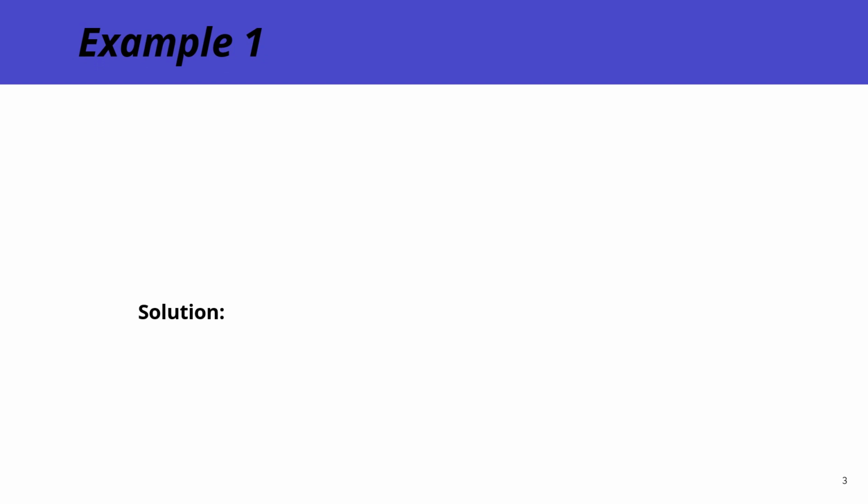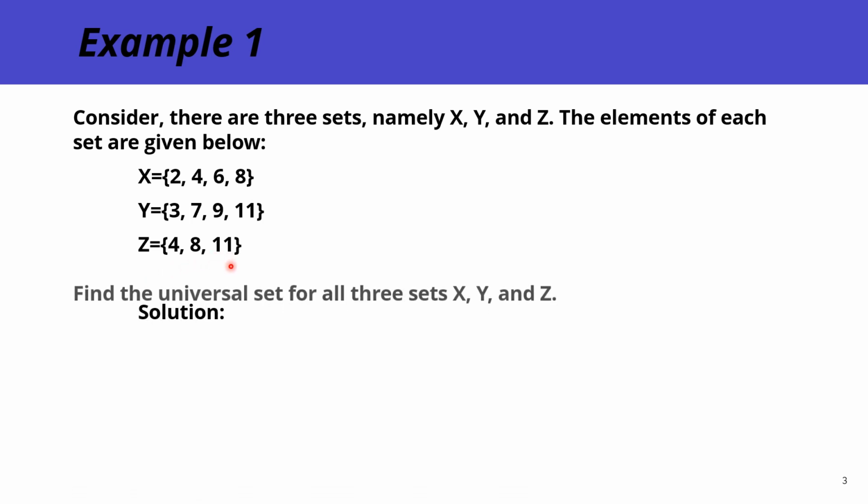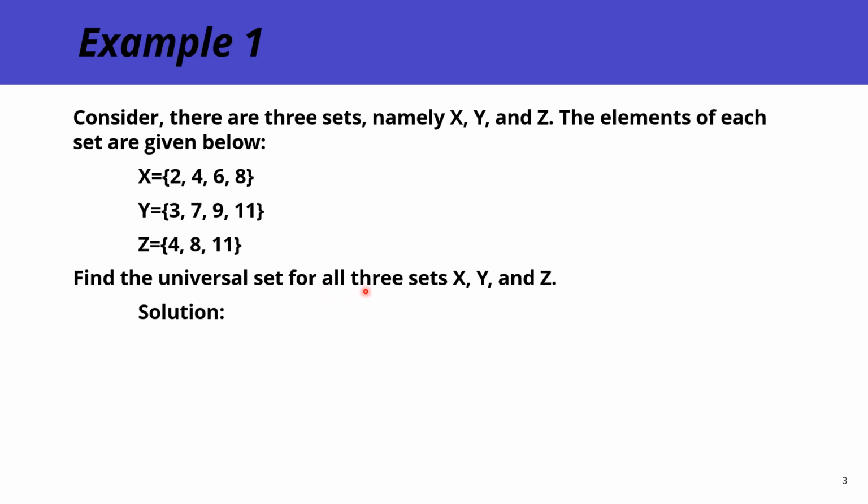Alright, so let us continue our lesson. Example number 1. Consider there are three sets, namely X, Y, and Z. The elements of these sets are given below. So for X, we have the set X with elements 2, 4, 6, and 8. Set Y has elements 3, 7, 9, and 11. And set Z has elements 4, 8, and 11. Find the universal set for all these three sets, X, Y, and Z.